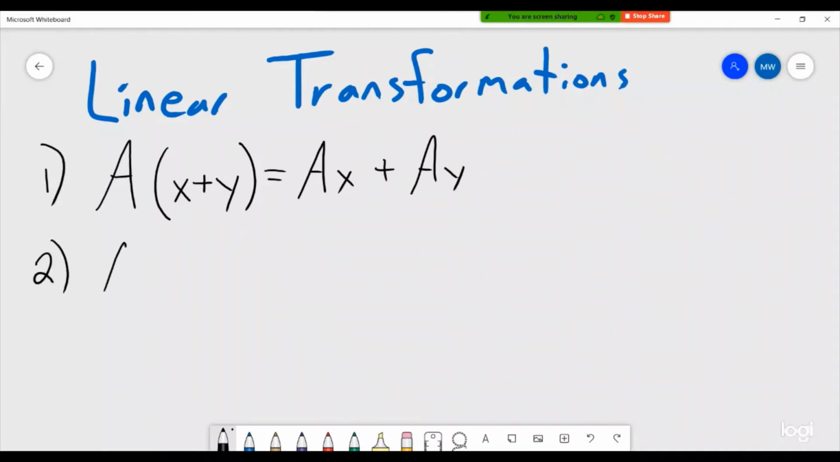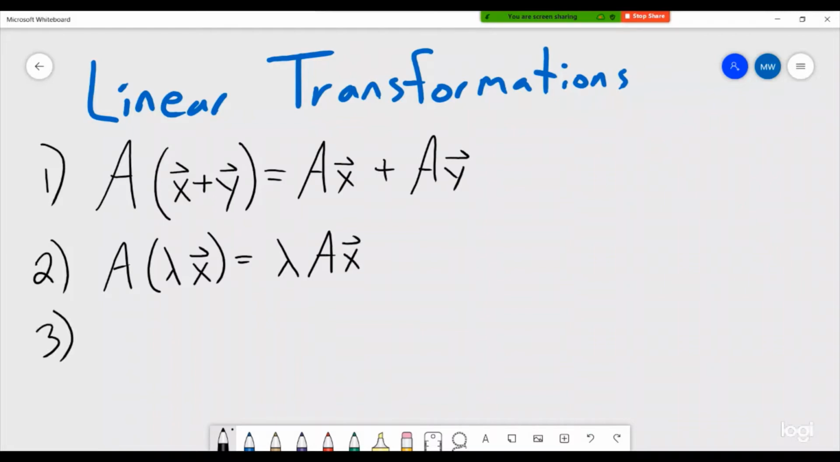Let's say those are vectors. The second is that for A times a scalar times a vector, we can pull the scalar out front. So that's the second requirement. And then the third one is that A times 0 is 0. So those are the requirements for something to be a linear transformation. Anything that satisfies all 3 of those is going to be considered a linear transformation.